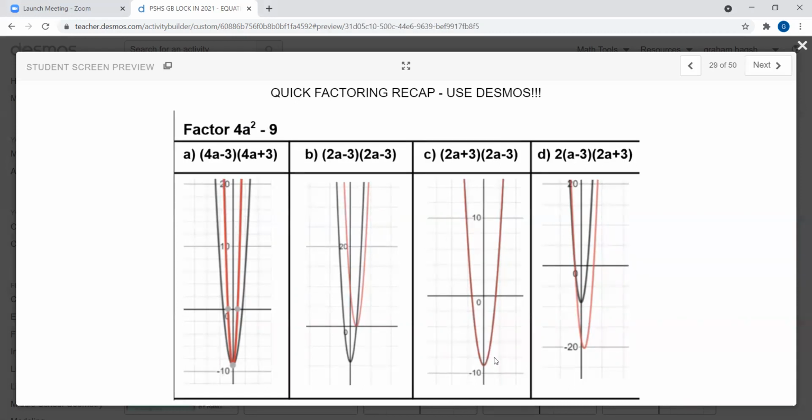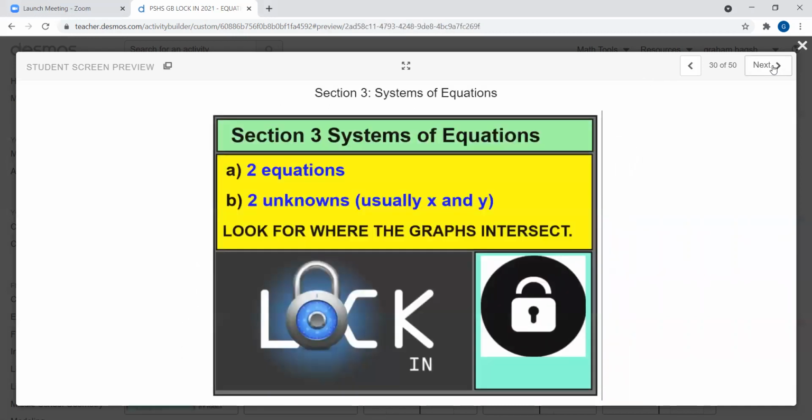But look on C. Answer C, you only see one curve. And the reason is this is exactly the same as this. Therefore, when you graph them, you would have the same answer. So that's a really useful technique as well that you can use for the SOL. Let's move on to systems.